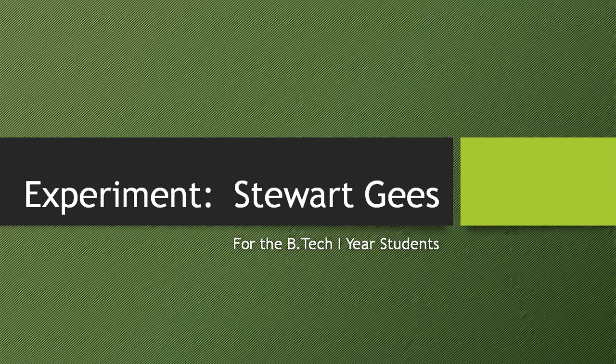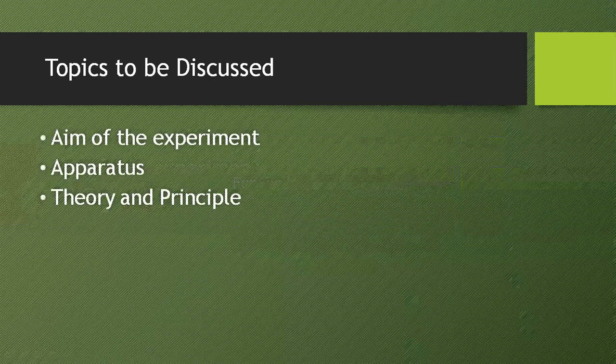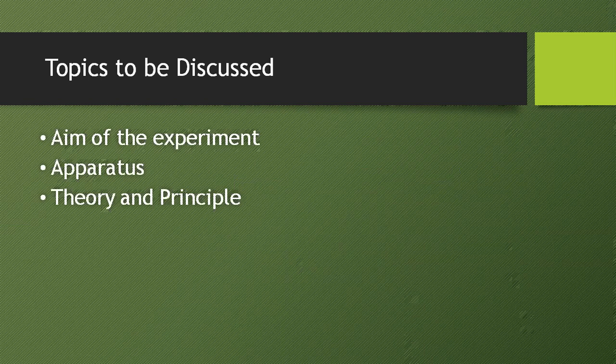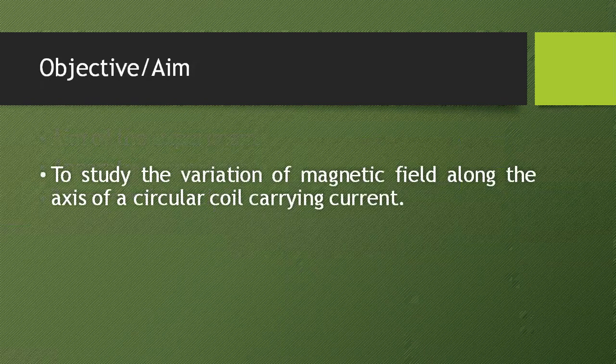Now we are going to learn Stewart-Gee's experiment. In this, we are going to cover the aim of the experiment, apparatus required, theory and principle of Stewart-Gee's experiment. Objective or aim of the experiment is to study the variation of magnetic field along the axis of a circular coil carrying current.